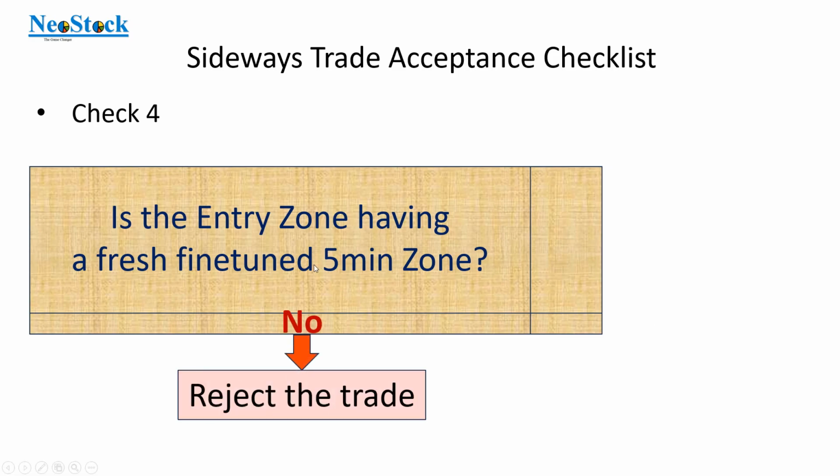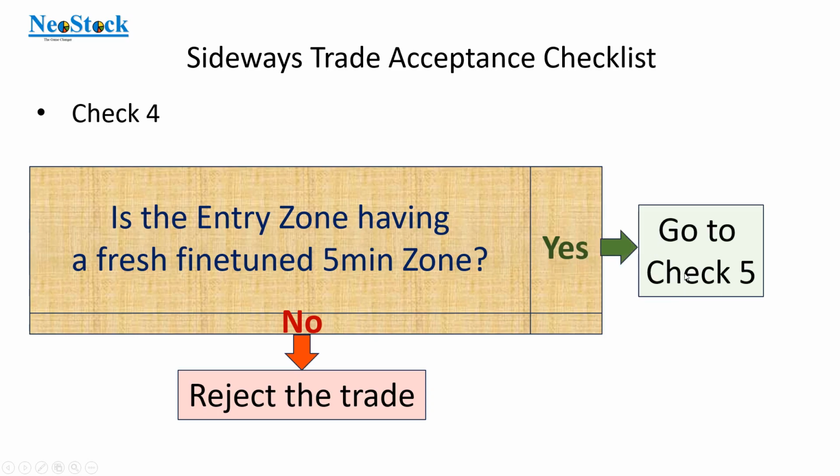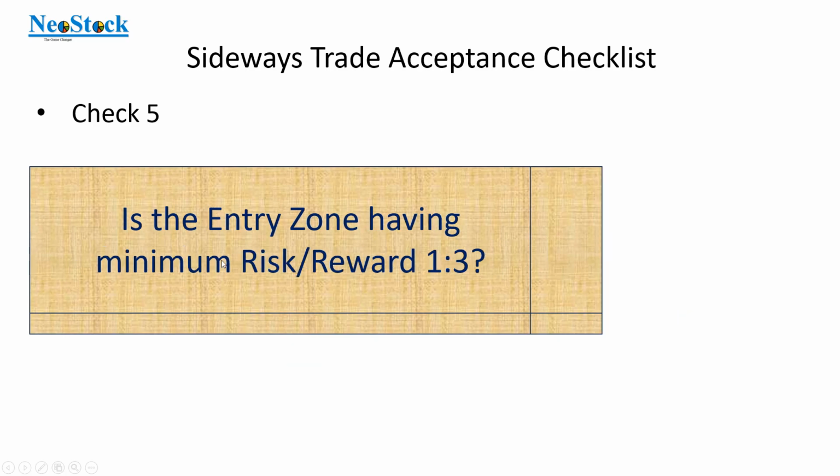Okay, suppose it does not have a fine-tuned 5-minute zone. What does it mean? There are higher chances this zone might be violated. When the chances are very high, why would you want to plan a trade? That's why we reject the trade. Otherwise, can we accept the trade? No. Still you need to go to another checklist. That is, you should go to checklist item 5. If all checklist items are passed, then only you will plan the trade. So, what is checklist item 5? It is about the risk reward.